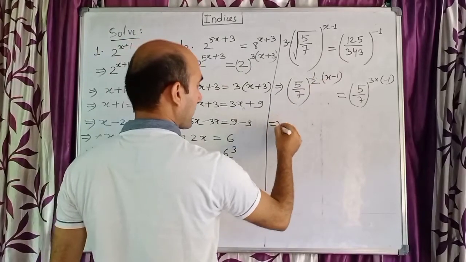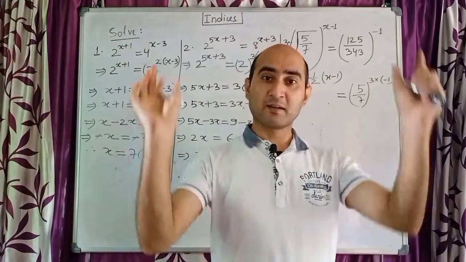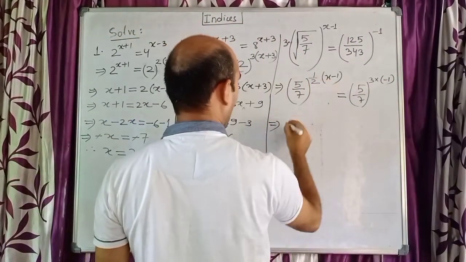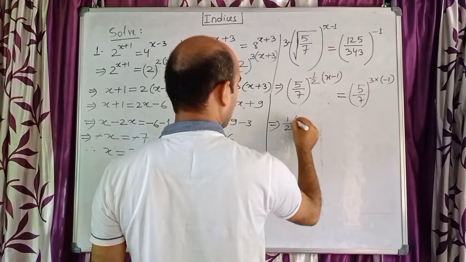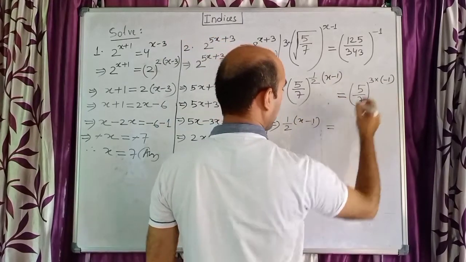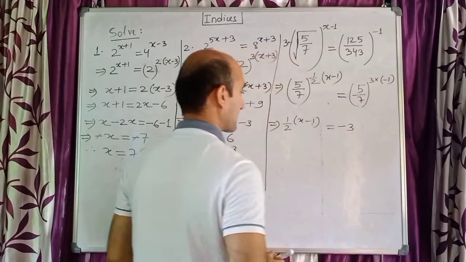So now both bases are equal. When bases are equal, powers are equal. So now I can write 1 by 2 into x minus 1, this power is equal to the other power. 3 ones are 3, but minus 3. 3 ones are 3 and minus 3.